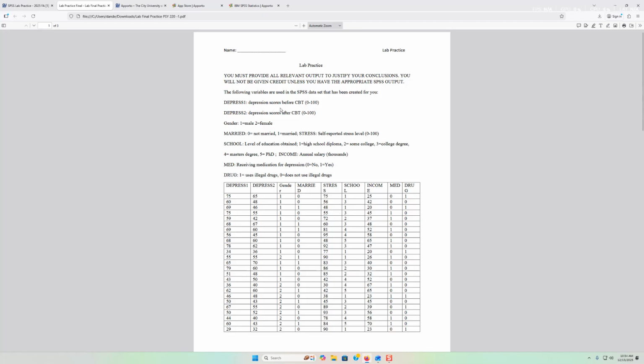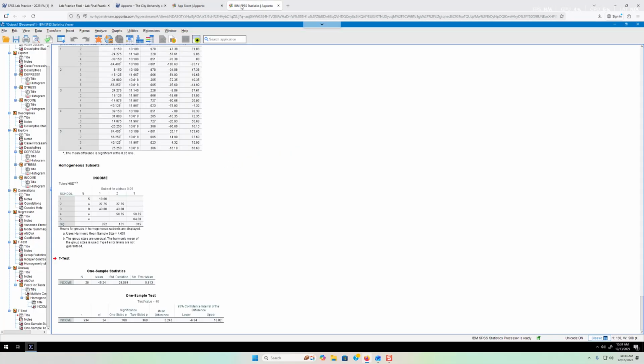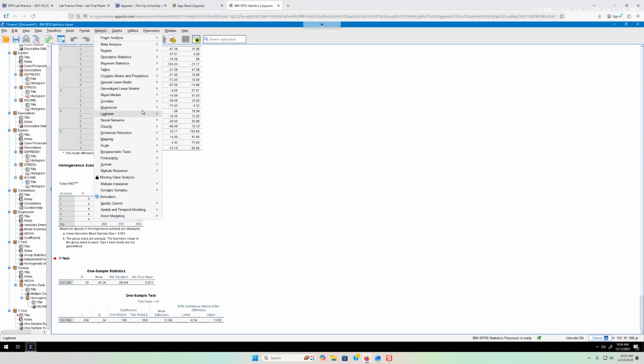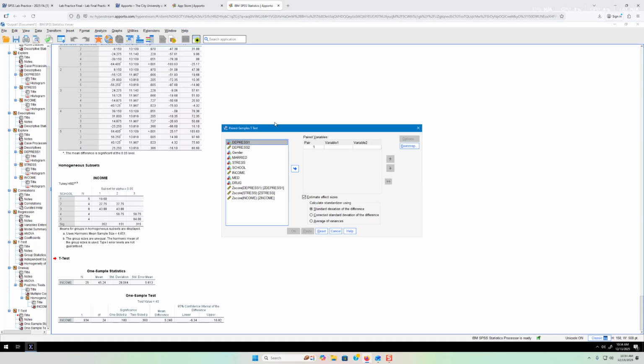And whenever you have before and after, you have a correlated groups t-test, or what SPSS calls the paired samples t-test. So we're going to look at paired samples, which is analyze, compare means, paired samples t. We're going to look at depression 1 and depression 2 together. Make sure they're in the same row. We don't need effect size for this assignment again. Hit OK.